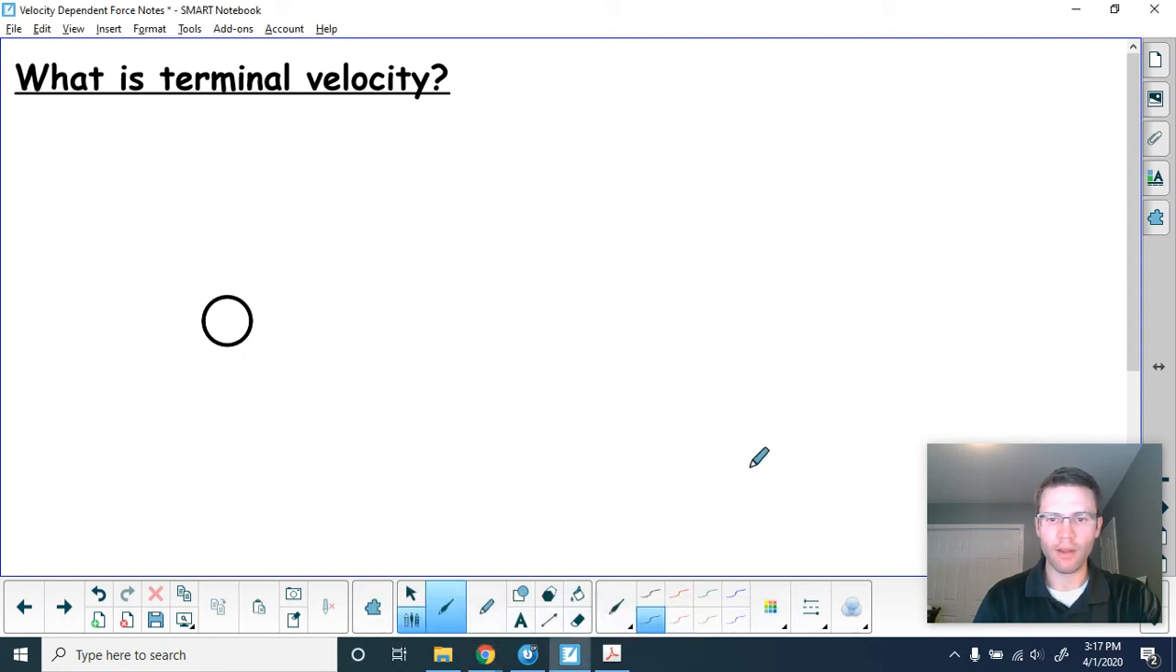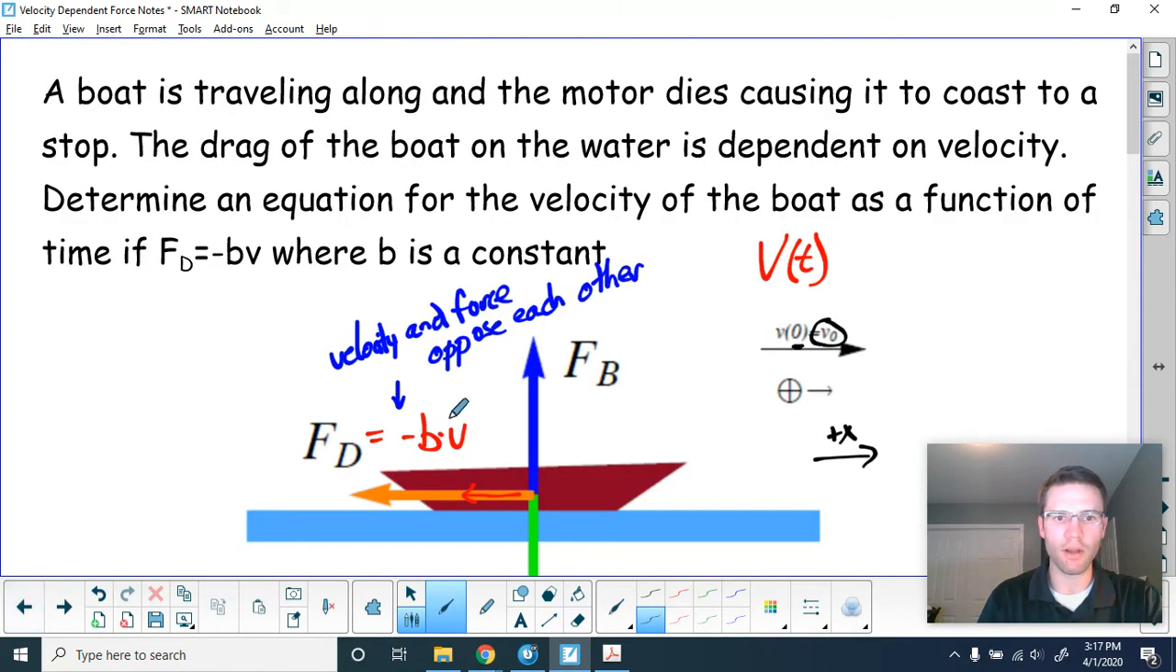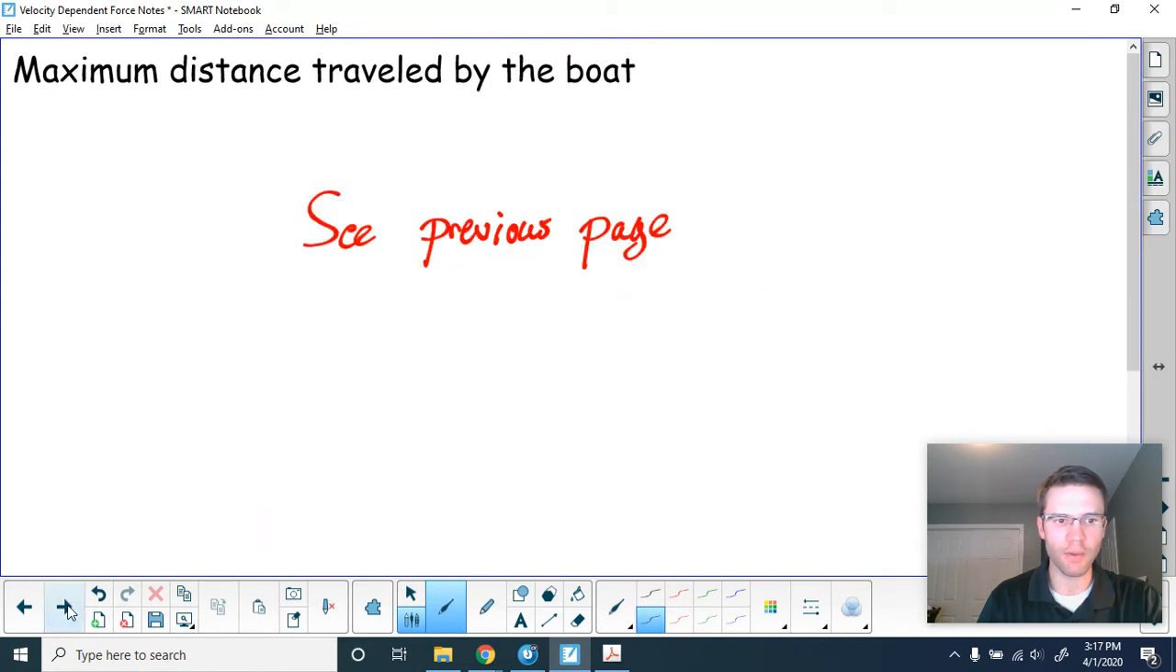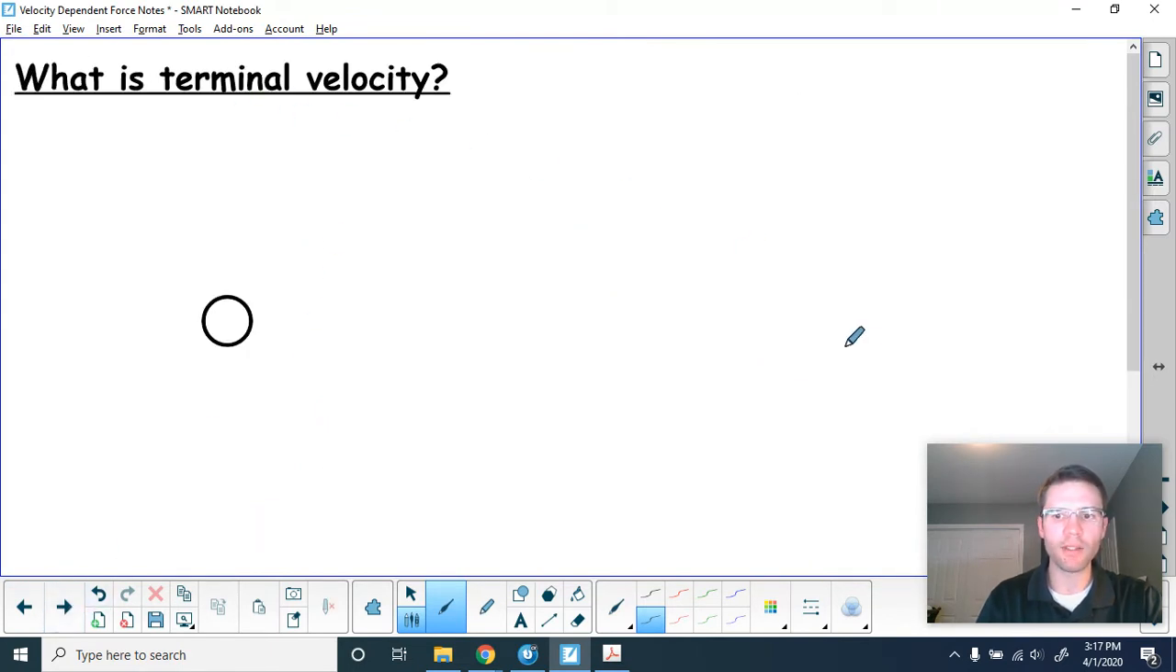Okay, if you didn't sit in for the live recording, or even if you did and you wanted to see this again, this is how you evaluate a terminal velocity problem. So an object that starts at rest and speeds up. The last one, the boat problem, we had an object that started moving and slows down on a force that depends on velocity. This one we're going to speed up. So what is terminal velocity?